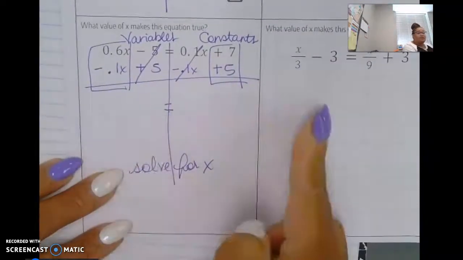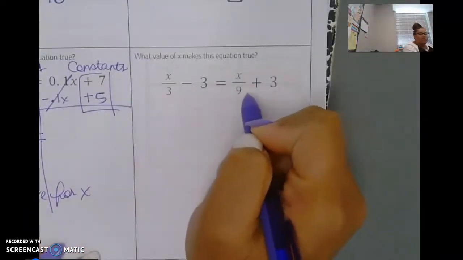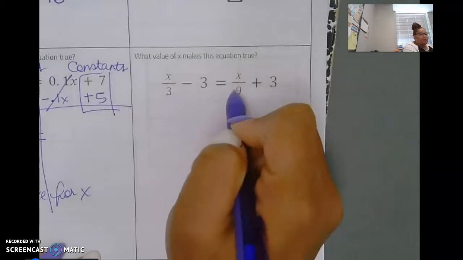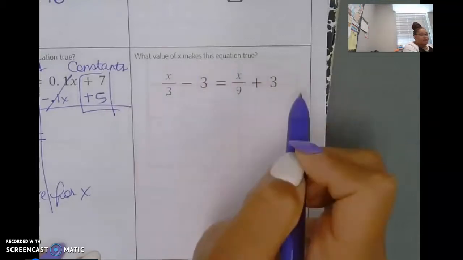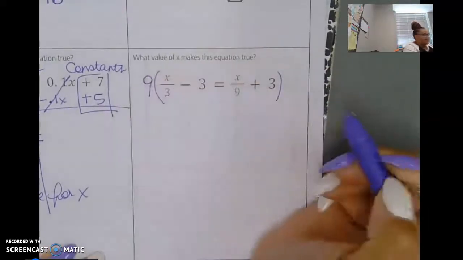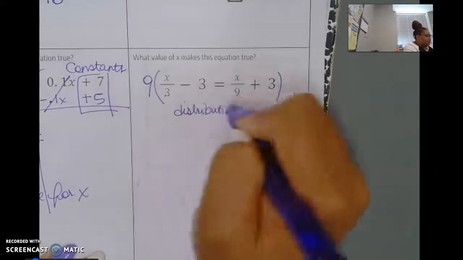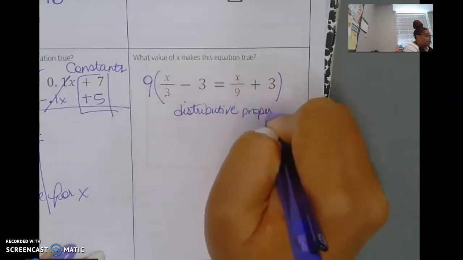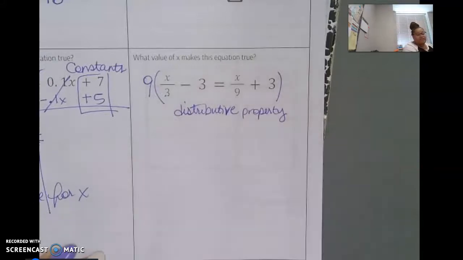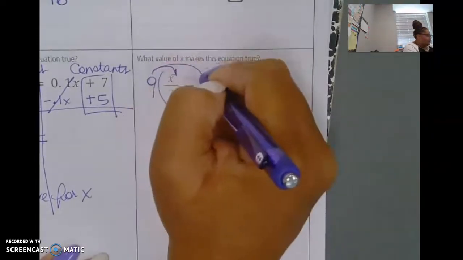This last one here has fractions involved. Because I know that 9 and 3 have something in common, which is the 3, I'm going to multiply everything here by 9 to get rid of the denominators and get rid of the fractions. This is the distributive property. We talked about this in 6th grade. It's been on Imagine Math if you've been doing that. And it's also been revisited in 8th grade. So I'm distributing this 9 to everything inside this parentheses.